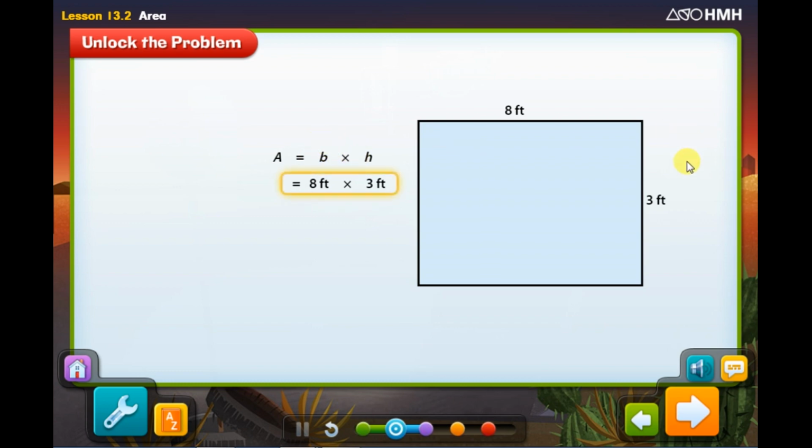But here, do we have squares? No, we have dimensions. So let's multiply the length of the base times the length of the height to find the area. The base here is 8, the height is 3. So let's multiply 8 times 3. You can use times table 8 or times table 3. So it will give me 24 square units.